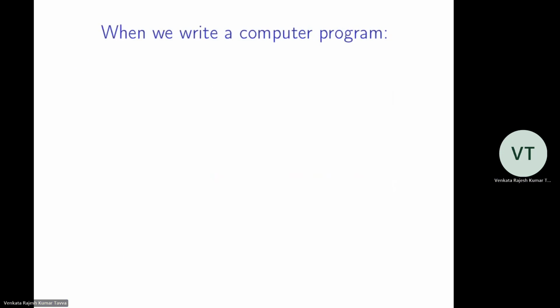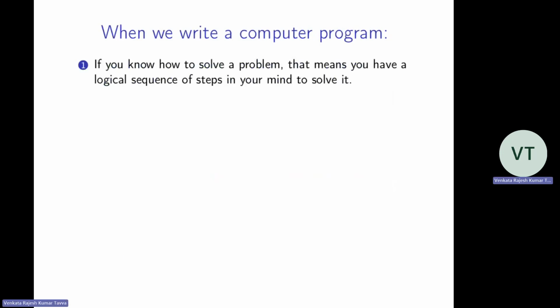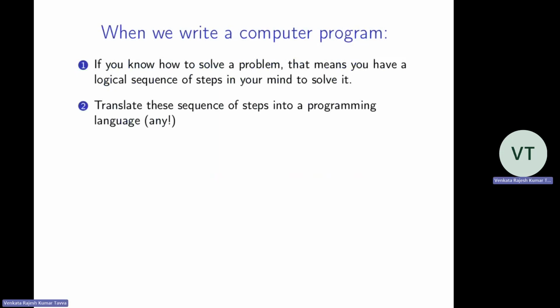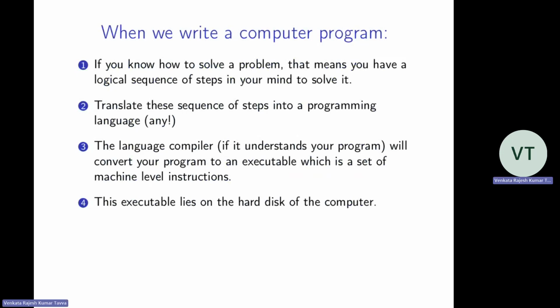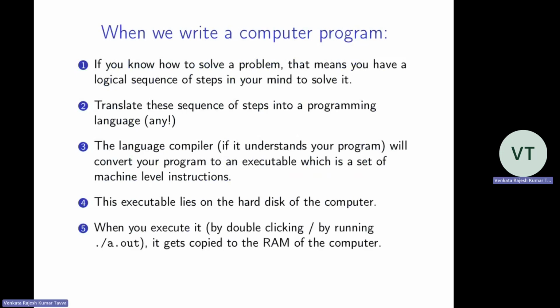Okay. So when we write a computer program, if you know how to solve a problem, that means you have a logical sequence of steps in your mind to solve it, and you translate the sequence of steps into a programming language, any high level programming language. Now the language compiler, if it understands your program, that is if your program has no errors, will convert your program to an executable, which is a set of machine level instructions in machine language. This executable lies on the hard disk of the computer. When you execute it, either by double clicking in Windows or by running ./a.out in Linux, it gets copied to the RAM of the computer.